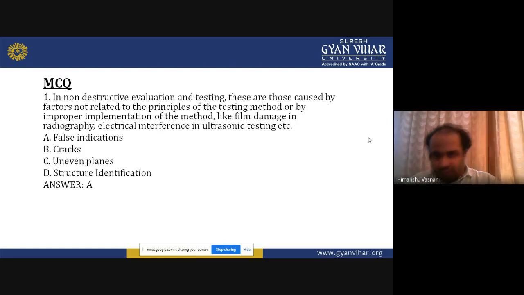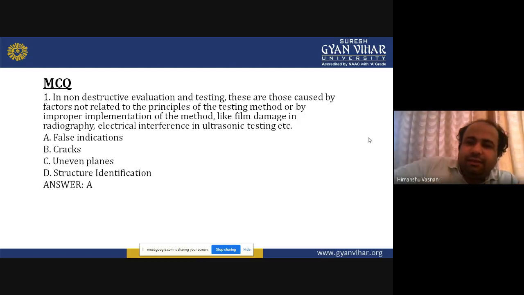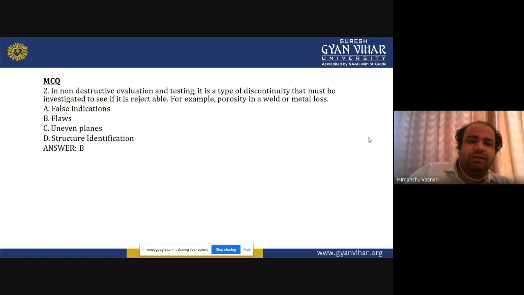Next, some MCQs for after today's class. In NDT, indications caused by factors not related to the principles of the testing method, or by improper implementation of the method, like film damage in radiography or electrical interference in ultrasound testing, I have told you are called false indications. Okay, we are studying about indications, no? So this is a kind of false indication.